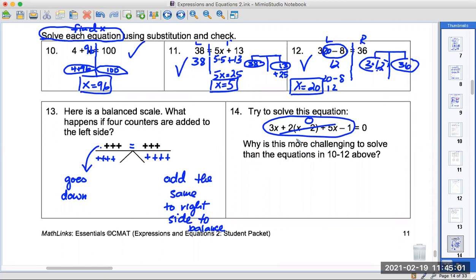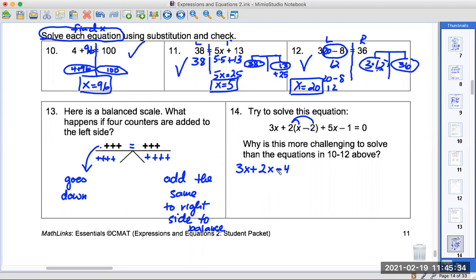Why is this more challenging? Obviously, you have more terms, you have more parts. It's a bigger equation. It's got more stuff going on. So here's the deal. You always simplify as much as you can before you start. So my simplifying is to get rid of these parentheses. So I'm going to say 3x, I start here, plus 2 times x is 2x. 2 times negative 2 is negative 4.